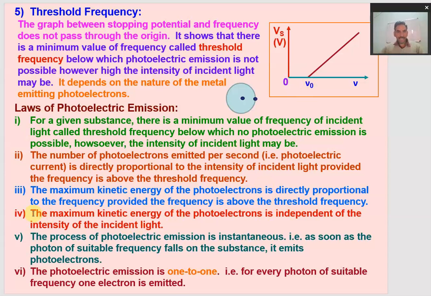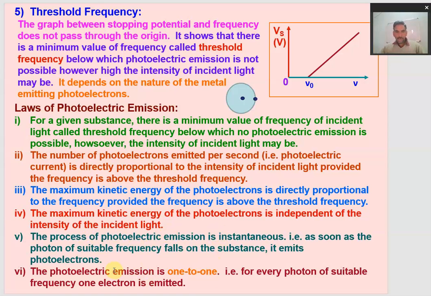Another law of photoelectric emission is that the maximum kinetic energy of photoelectrons is independent of the intensity of the incident radiation. The intensity of the radiation does not decide what kinetic energy the electron can have. The kinetic energy of the electron does not come from the intensity of the radiation but from its frequency. The next law is that the process of photoelectric emission is instantaneous. That is, it happens as soon as the incident radiation of some minimum frequency is incident. It does not take any time lag.